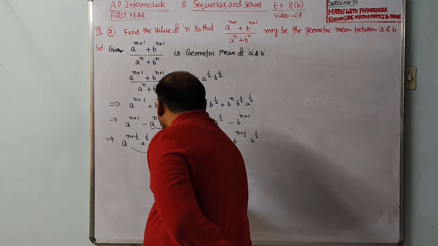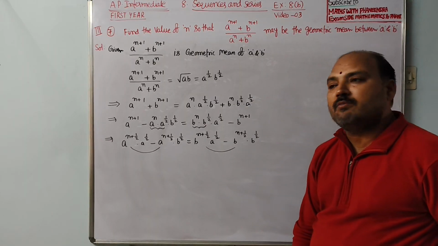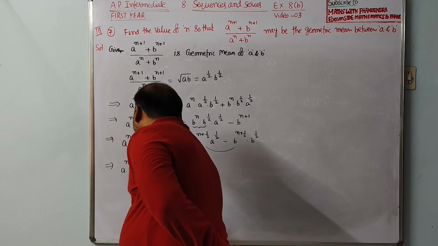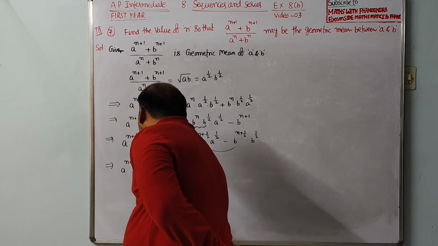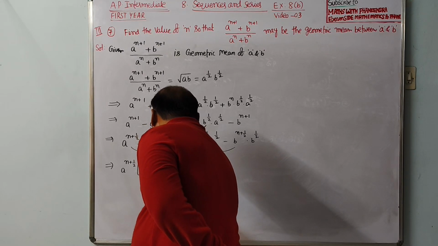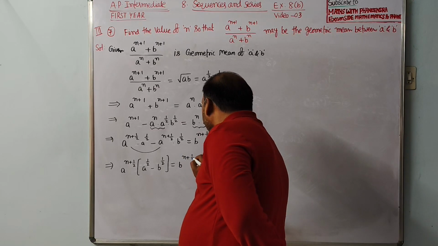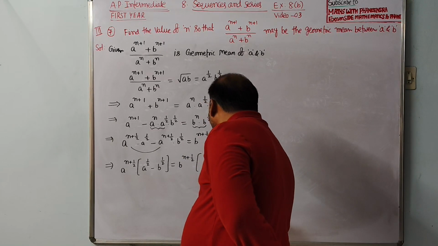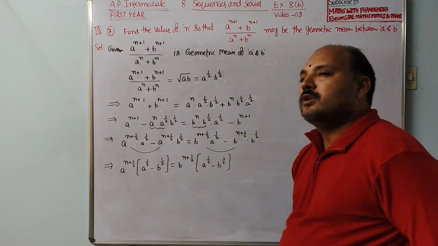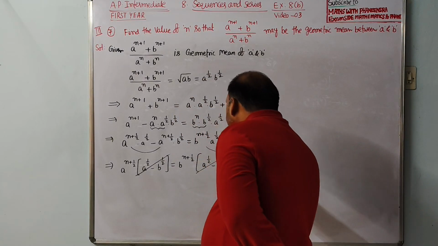From these two, A power (n+1)/2 is common. From these two, B power (n+1)/2 is common. A power (n+1)/2, if we take out common, A power 1/2 minus B power 1/2. Into, here B power (n+1)/2, take common, A power 1/2 minus B power 1/2. So both the sides, these two will be cancelled, dear students.